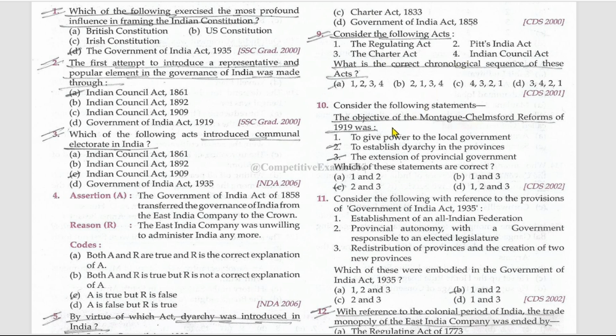Consider the following statements. The objective of the Montagu-Chelmsford reforms of 1919 was to give power to the local government. Now, to establish diarchy in the provinces through the extension of the provincial government. This is also true.